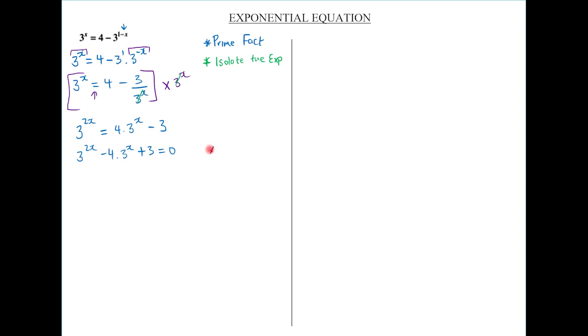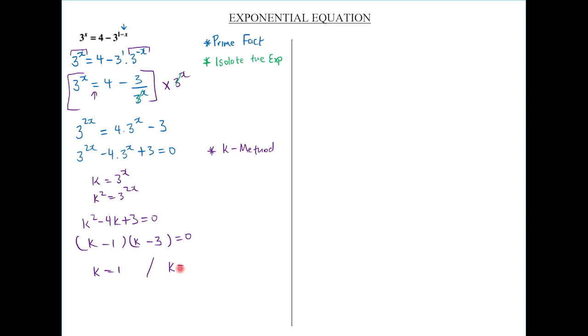So now we need to do the k method. How it works is going to be k for 3 to the x, k squared for 3 to the 2x. So this means now we're going to have k squared minus 4k plus 3 is equal to 0. Now we know what to do here. We factorize. Let's see, k minus 1, k minus 3. So k is 1 or k is 3.